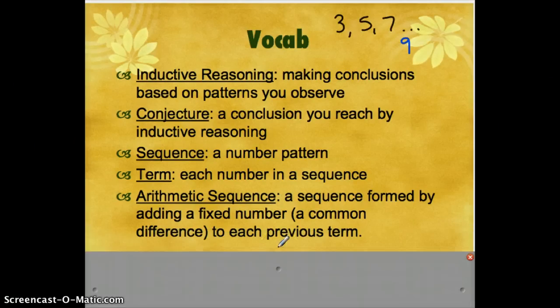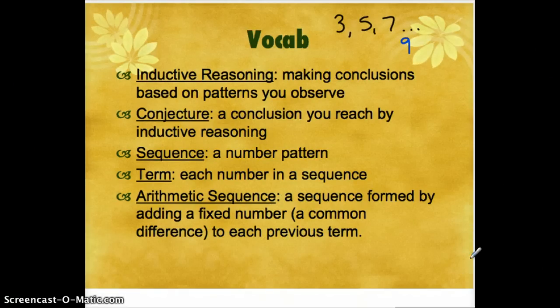And then this is the big one that we're going to be focusing on today, an arithmetic sequence. That's pronounced arithmetic because in this case it's an adjective, it's not a noun. So it's an arithmetic sequence. And that is a sequence formed by adding a fixed number, a common difference, to each previous term. So actually this example that I gave above is an arithmetic sequence because each time I'm adding 2. So it's an arithmetic sequence because you add the same exact number every time. Now obviously not all patterns are arithmetic sequences, but that one happened to be.